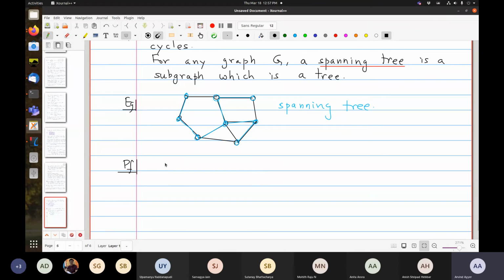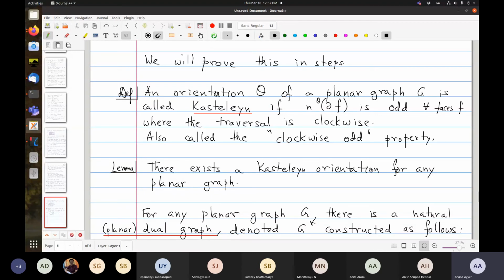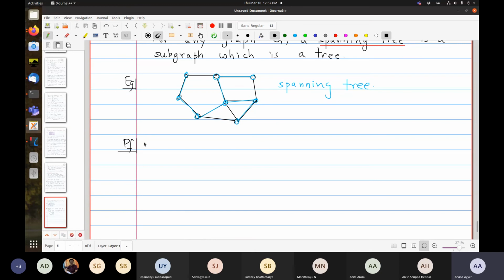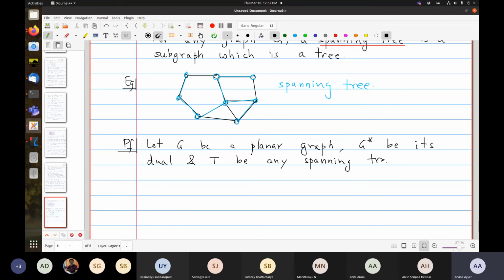So remember what we are trying to prove. There exists a Castelline orientation for any planar graph. So let G be a planar graph, G star be its planar dual, and T be any spanning tree of G star.